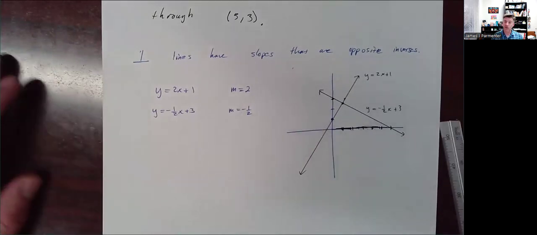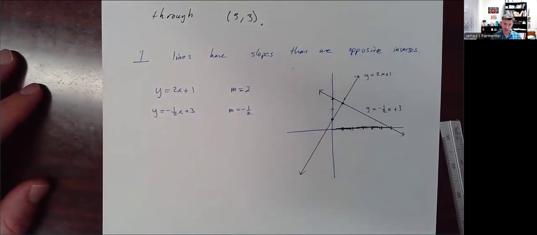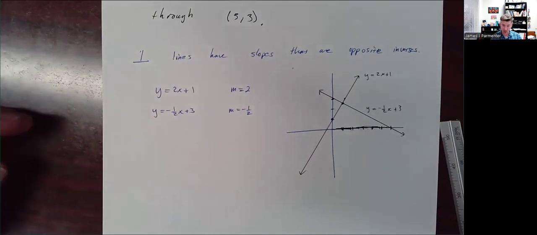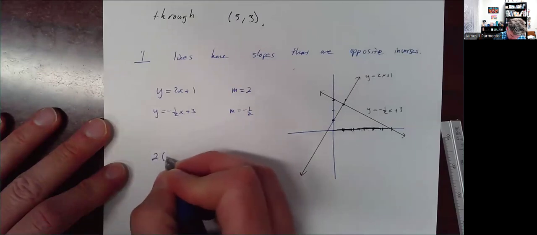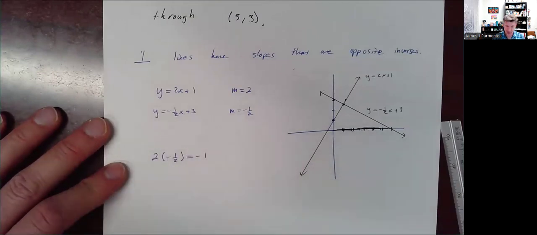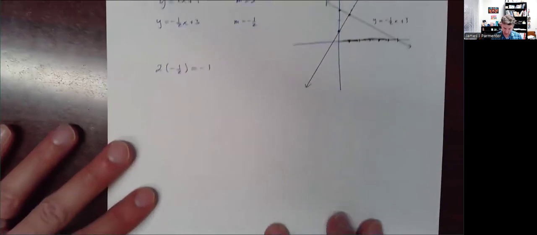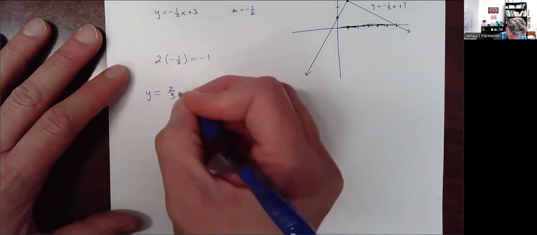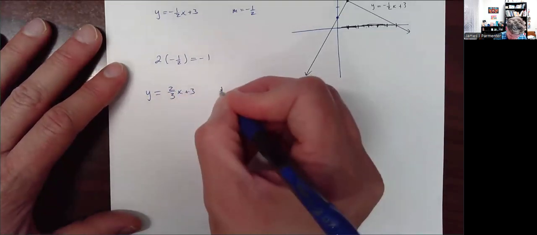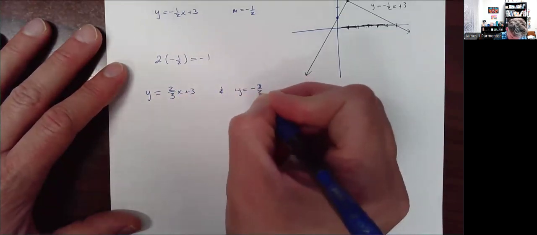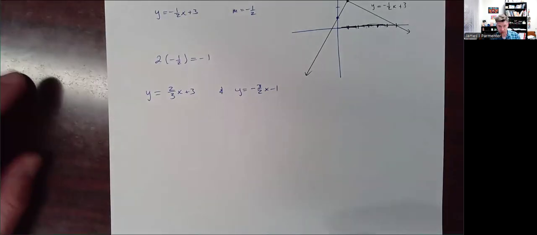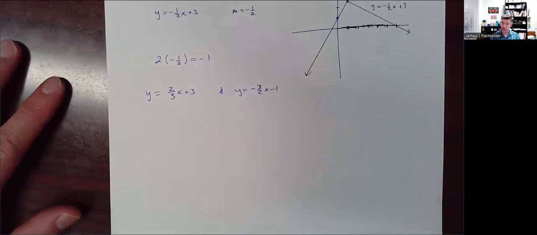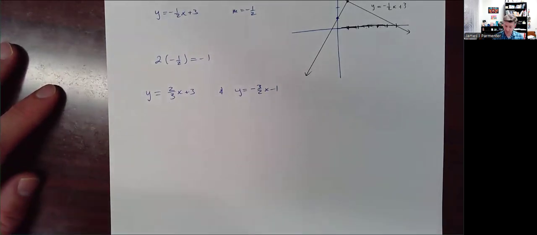So for the lines to be perpendicular, the slopes have to be opposite inverses. Or another way to say that is the slopes have to multiply to -1. So I'll point out here that 2 times -1/2 is equal to -1. Another example, which I'm not going to graph, would be the following. y equal to 2/3 x plus 3, and y equal to -3/2 x minus 1. Those are also perpendicular because their slopes are opposite inverses, or they multiply to -1.